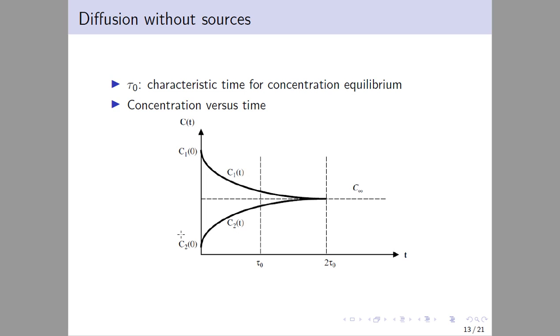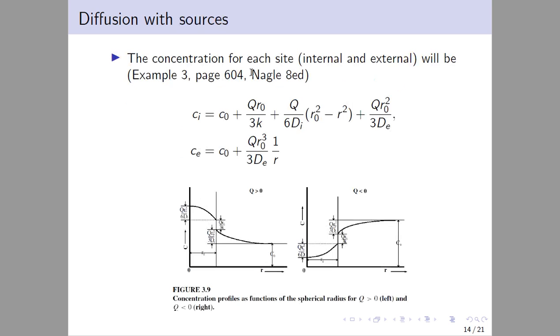So here C1, C2, 0 naught, C1, 0, C2, 0. After some time, at t infinity, both compartments will have the same concentration. Okay, the division with a source.